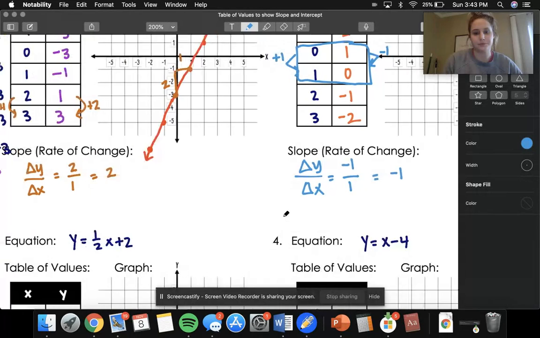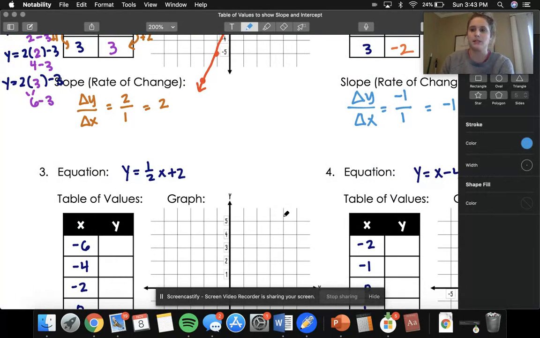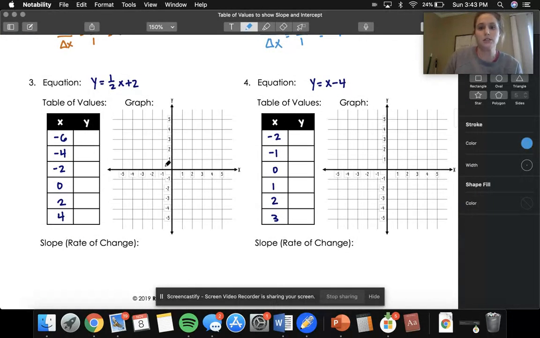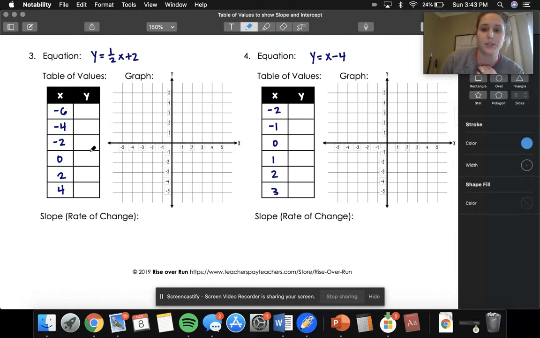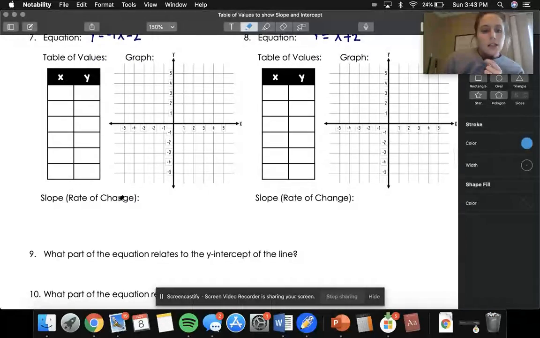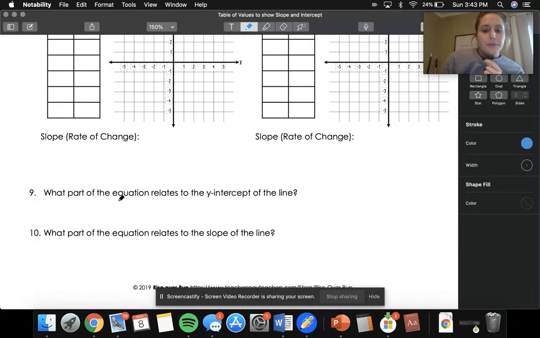Okay. So what your assignment is for today is to do the same exact thing for these other 6 equations. Okay, so you'll graph them. You have inputs and outputs, you'll graph them, and then you will find the slope. Then at the very end, there are 2 questions. It is okay if you get it wrong. I just want you guys to try it because this is what the new content of 8th grade math is.